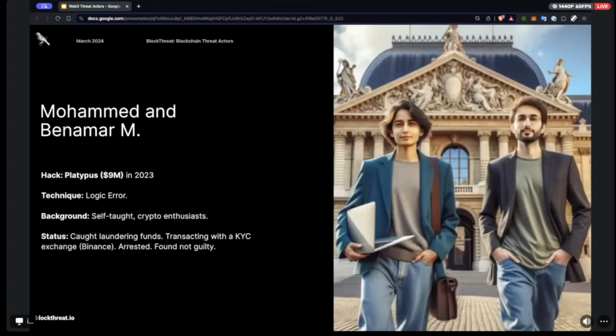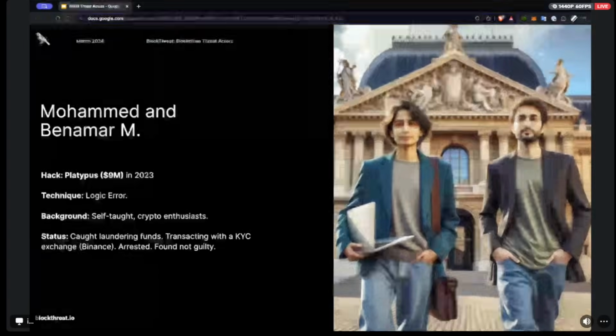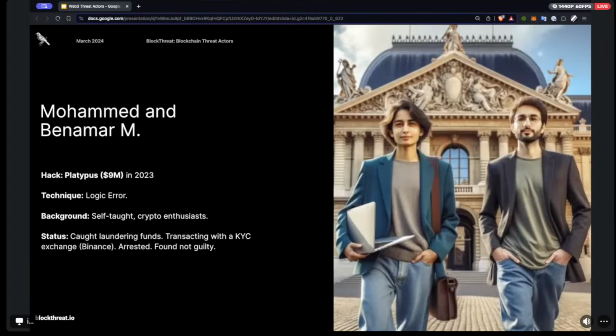The latest one, and this is the most curious one, right? This is 2023. Euler was hacked. Again, smart contract exploit, logic error. Validly executed logic error. I think they locked up most of the funds that they stole, so they couldn't really get much out. And their background is they're two French brothers, self-taught crypto enthusiasts. And again, they were caught laundering funds, transacting with a KYC exchange, which quickly required them to go to law enforcement, arresting the people, not guilty, because in France they do believe code is law. I'm going to keep that in mind.